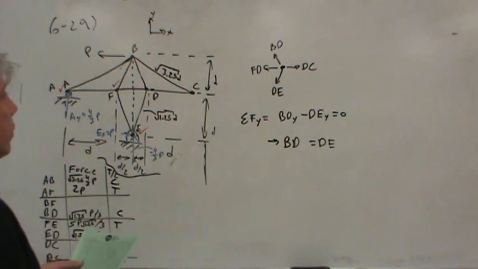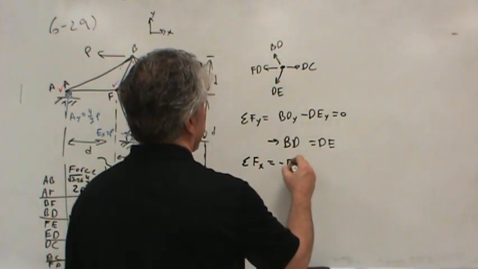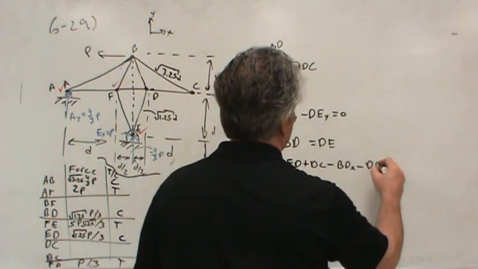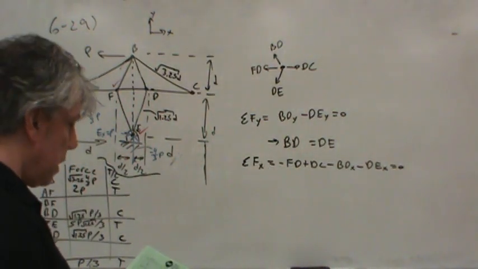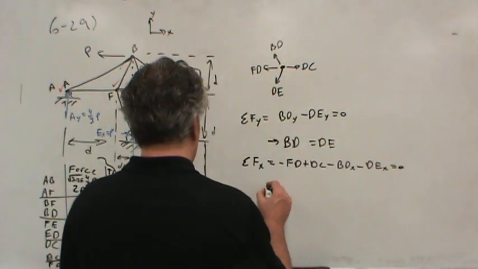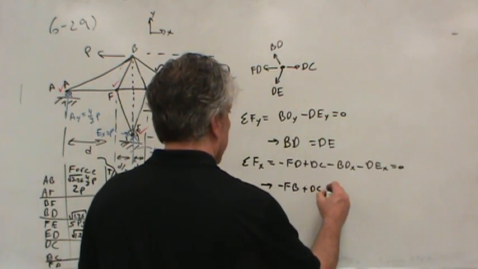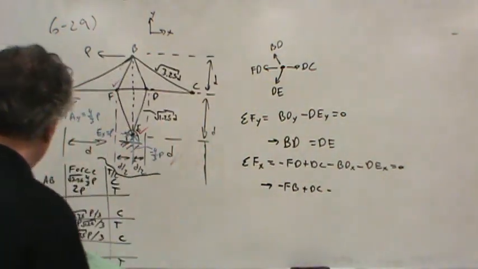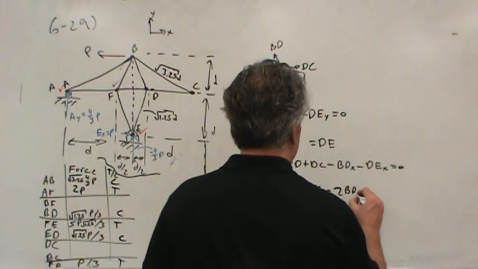All right, so what else could we do? Well, we could sum forces in the horizontal direction. It would be negative FD plus DC minus BDX minus DEX equals 0. Okay. All right. So from here we could say, well, negative FD plus DC minus, but be careful. Remember, these two are the same, right? BD and DE were the same, and so we can simply write 2 BDX equals 0.